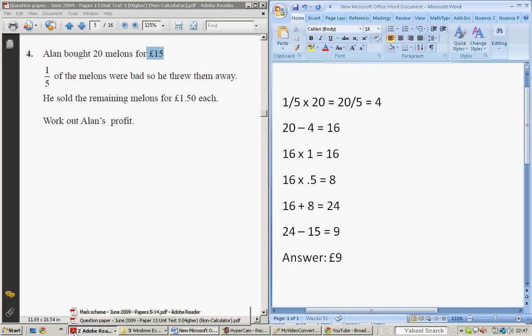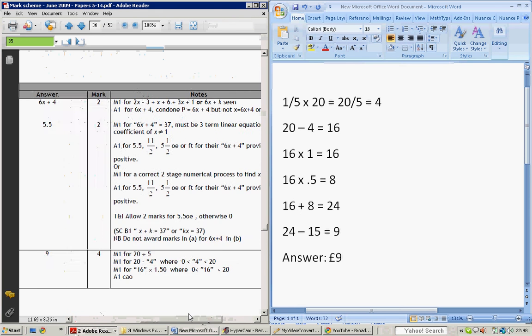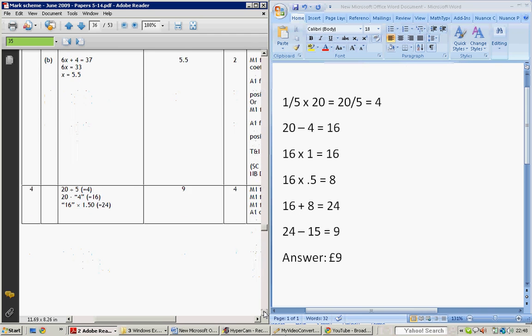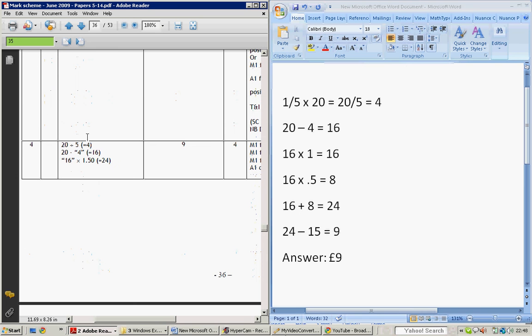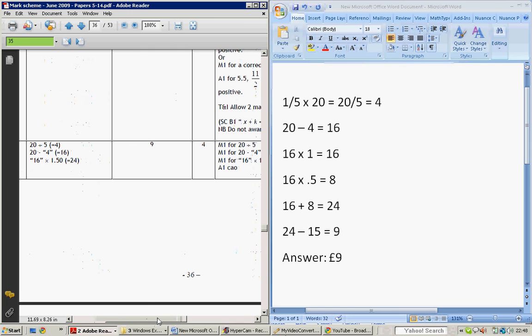And let's check the mark scheme to see if that's correct. If it is, we'll get 4 marks. It is. Here we are, Question 4 down the bottom. 20 divided by 5 equals 4. 20 minus 4 equals 16. 16 times 1.5 equals 24, and that's exactly what we did. And then we subtracted. Interestingly, I don't see 24 minus 15, which I assume they would have, to get this 9.